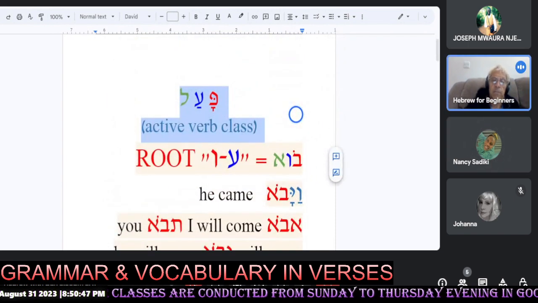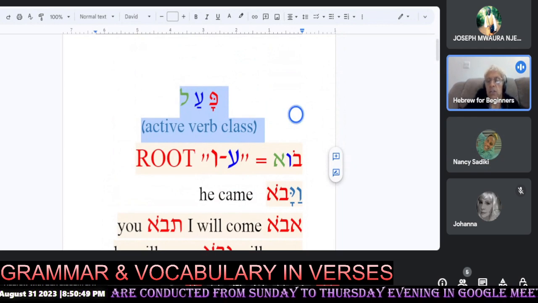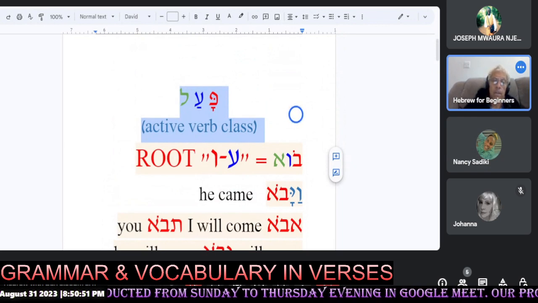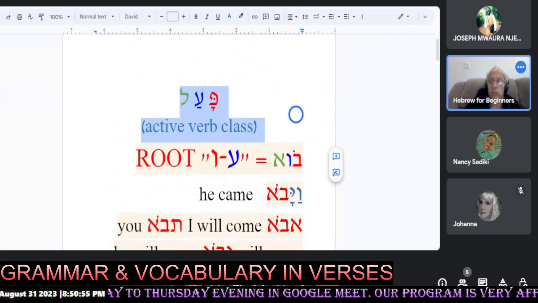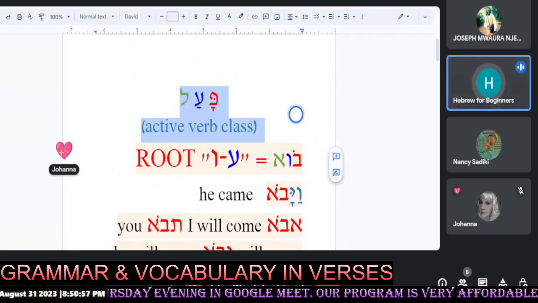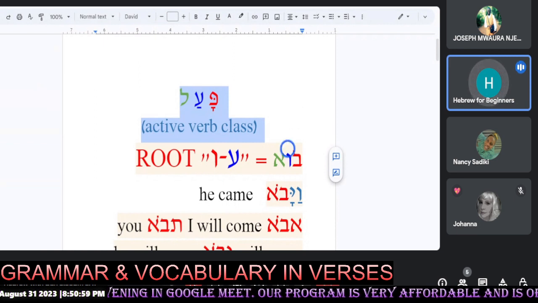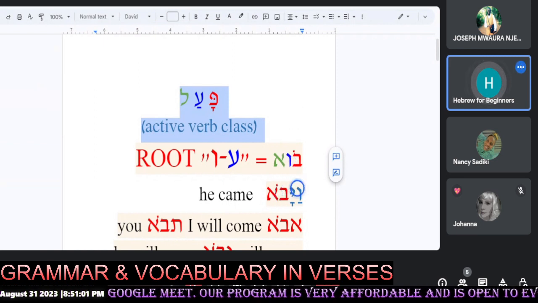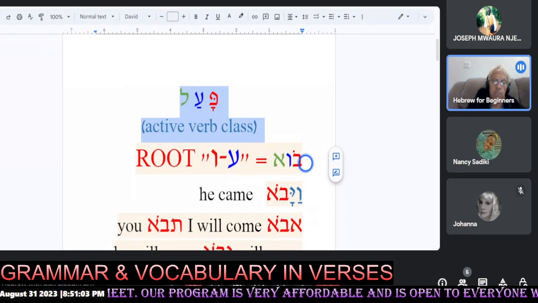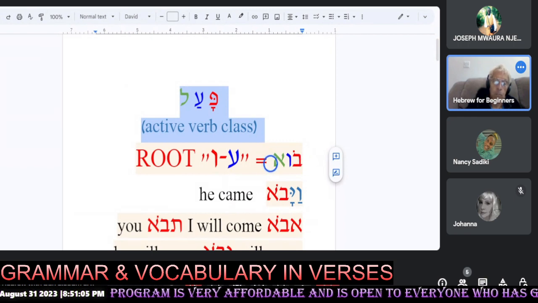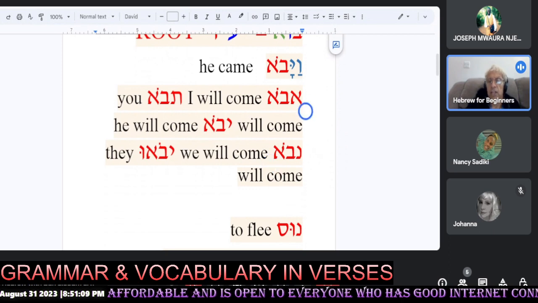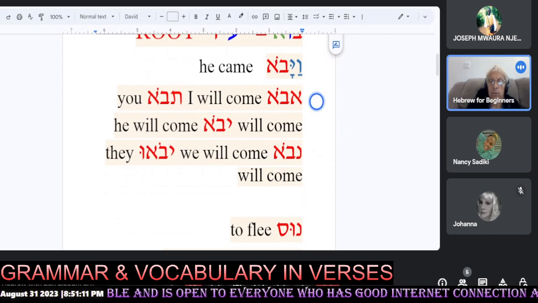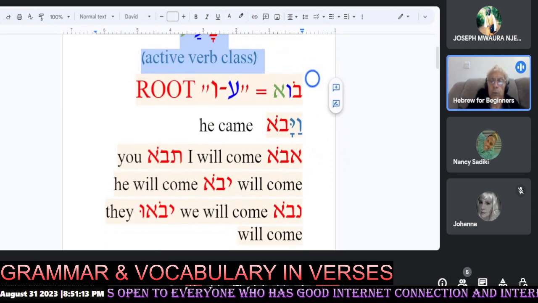So it's an introduction. This is all brand new material and taking us to another level in terms of giving us some tools to identify roots that we can look up in a dictionary. Here are some typical conjugations of the root Bo.